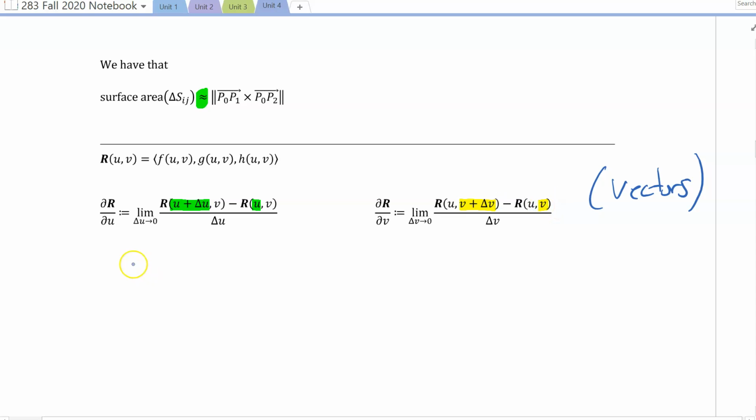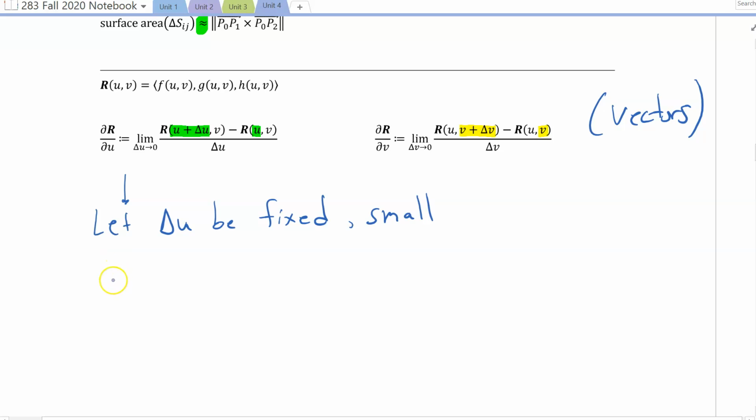Now what we want to do is consider a fixed delta u. So let delta u be fixed, and we're thinking about it as a small change. Delta u is a small number, but we're going to say it's a fixed number. When we do that, we can no longer write down the limit as delta u approaches 0, because we're not letting it approach 0. So we cannot write equals there. We have to replace the equals by approximately equal to, drop the limit sign, and just copy everything else down.